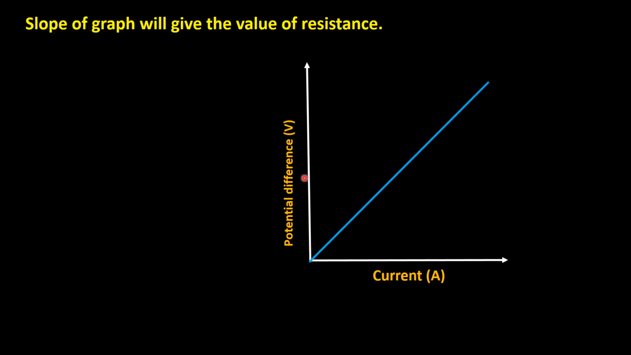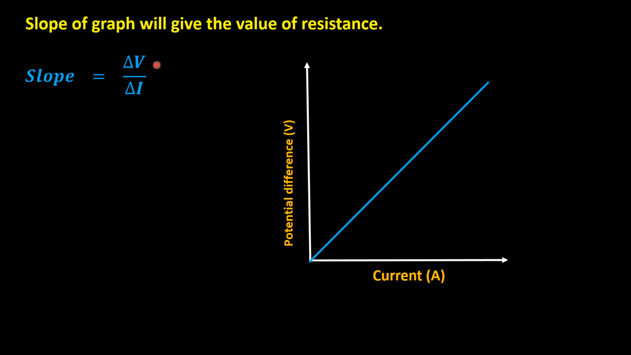Now the slope of this graph will give the value of resistance. If the resistance of the wire is unknown, then we can easily find it by plotting the graph of potential difference versus current. The formula to find the slope of the graph is change in potential difference divided by change in current, so delta V by delta I.